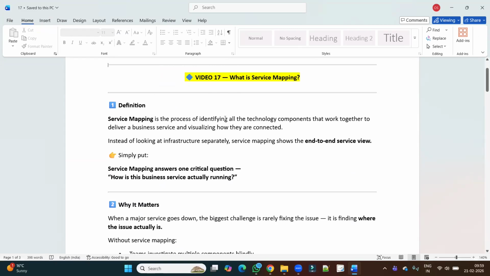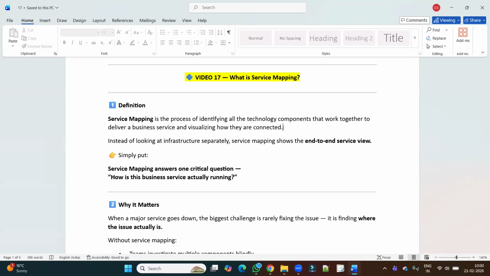Service mapping is the process of identifying all the technology components that work together to deliver a business service and visualize how they are connected. So again, this is the concept of CI dependency, CI connection. It starts with the very basic, that is at the top, and that is known as business service. So for a particular business service, what all components are associated with each other, are dependent on each other so that they can provide that business service sufficiently. That is known as service mapping.